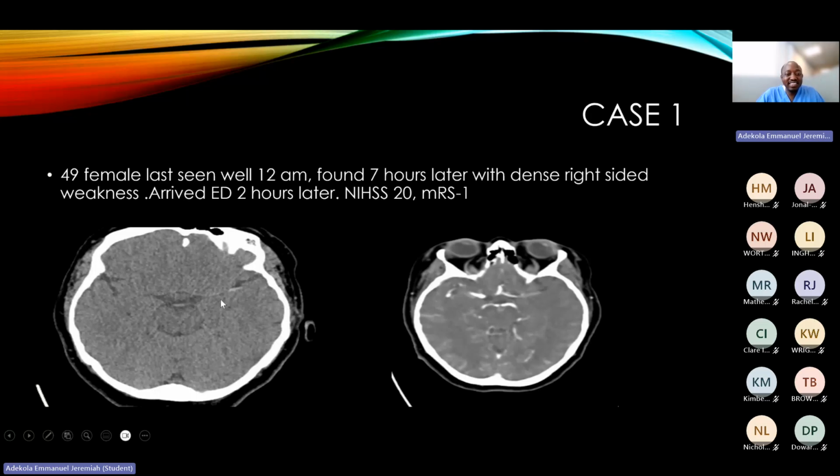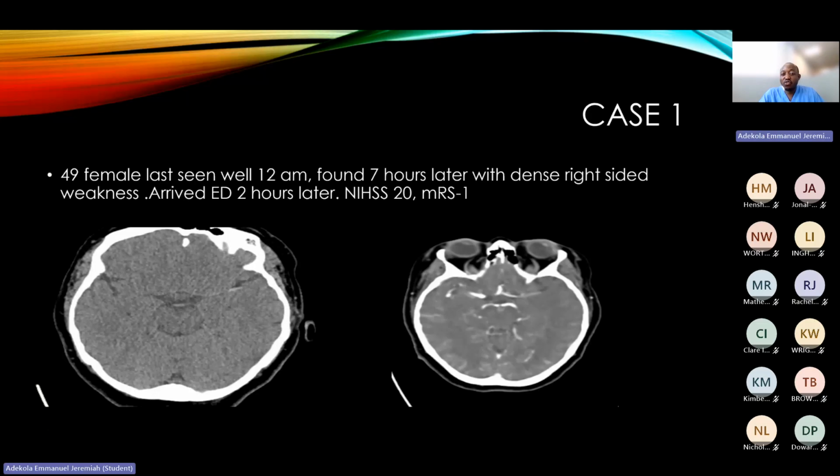So looking at the CT head, we can see a hyperdense vessel sign in the left MCA, which suggests to us that yes, this patient is having a large vessel occlusion. And the ASPECTS was about 8. And on the CT angio, she had a left M1 occlusion here.